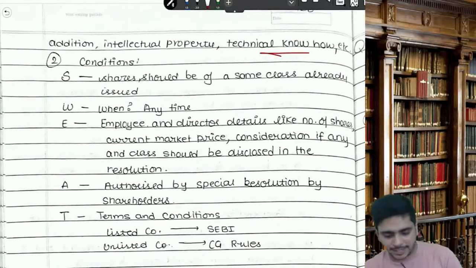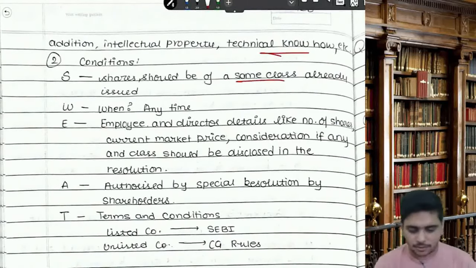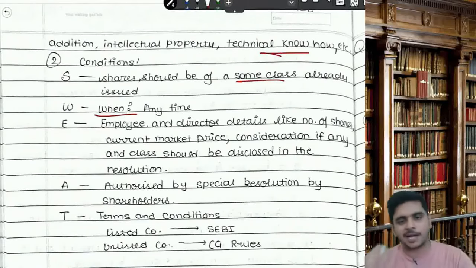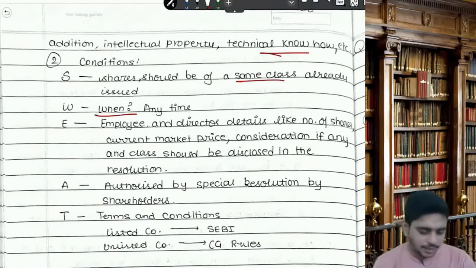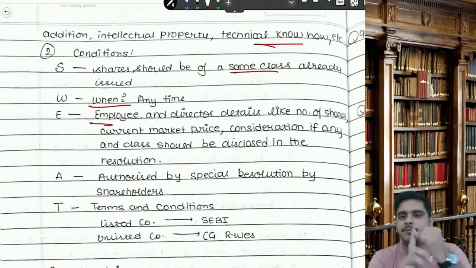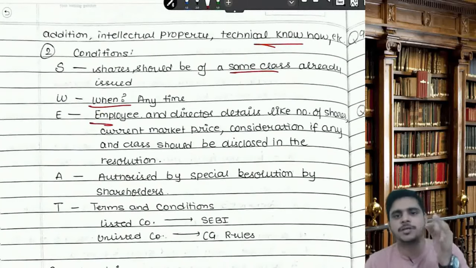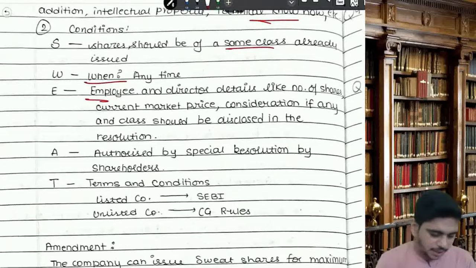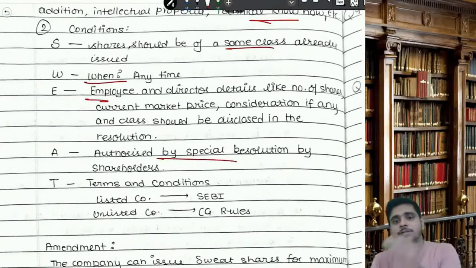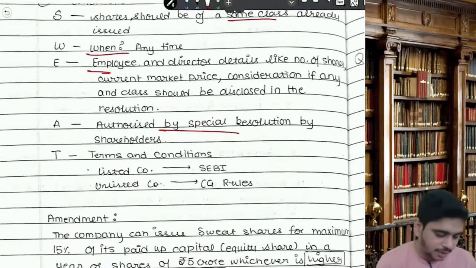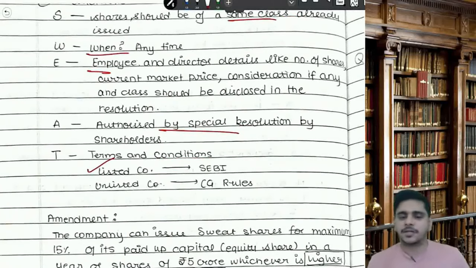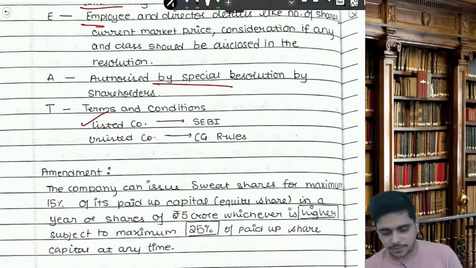The code is SWEAT. S: shares should be of the same class already issued. W: when will you issue it, sir? At any point of time, the company can issue. E: employee and director details like number of shares, market price, concession, if any, should be disclosed in the resolution. A: it should be authorized by SR. T: terms and conditions. In case of a listed company, you have to comply with SEBI rules. In case of an unlisted company, you have to comply with central government rules.